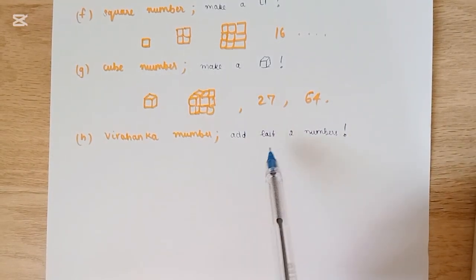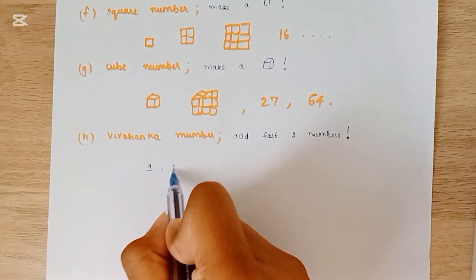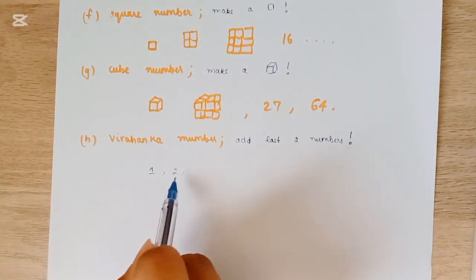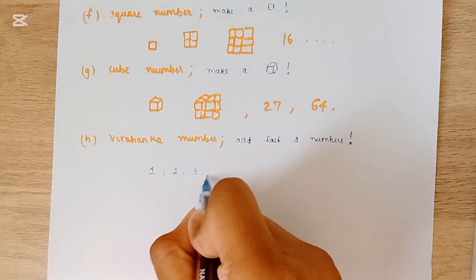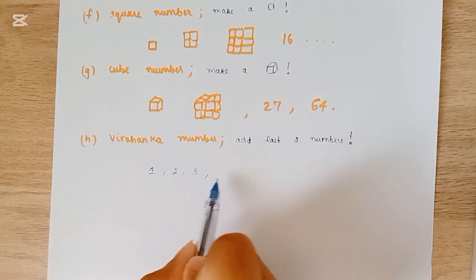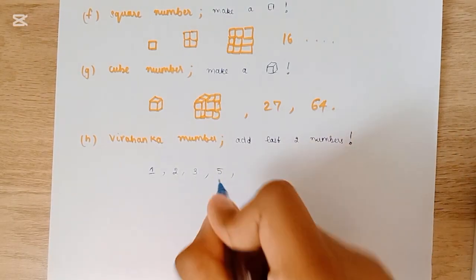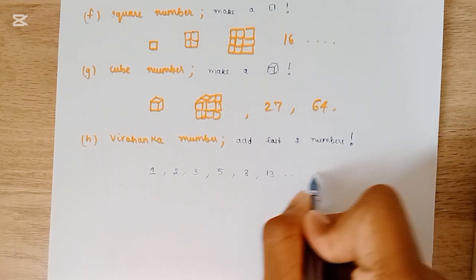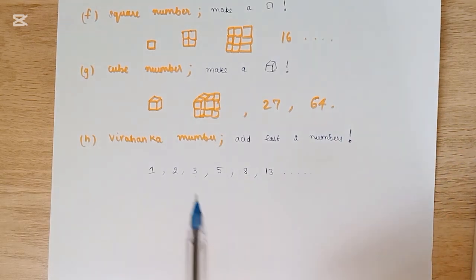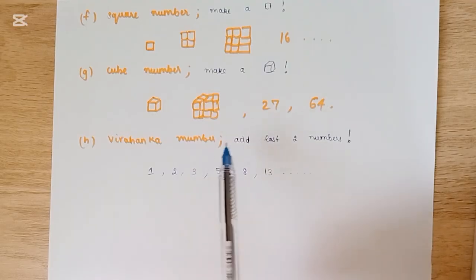Next we have the Virahanka number pattern. That is when you add the last two numbers. So again, starting off with 1 and then write 2. Now the next number will be the sum of the last two numbers. That is 2 plus 1, 3. The next number won't be 4. It will be the sum of the last two numbers. That is 3 plus 2, 5. 5 plus 3, 8. 8 plus 5, 13, etc. So these number sequences are known as Virahanka number patterns.